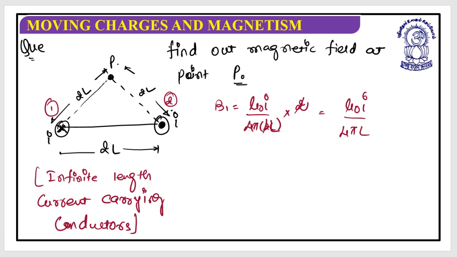What about the magnitude of magnetic field 2? Is it the same? Yes, it's the same. It's mu naught I by 4 pi L. Now let's work out the directions.